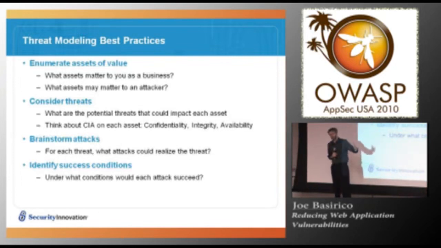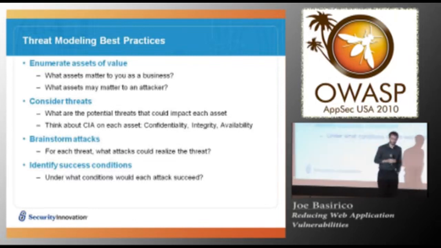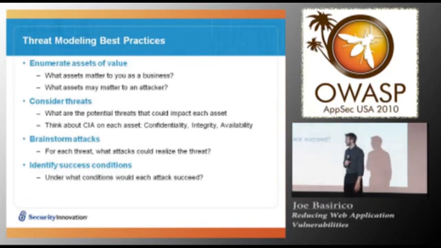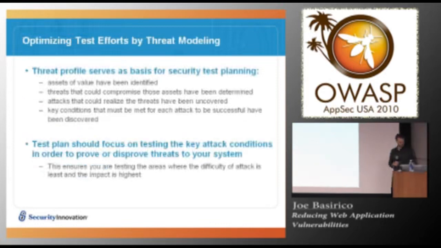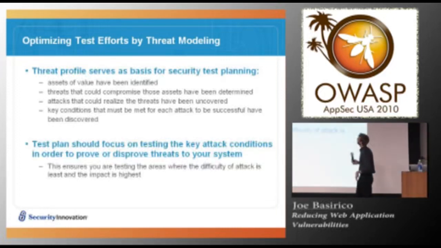Now, all those threats, we're probably not going to mitigate every single one. I have yet to see the mitigating factor of ninjas attacking a server. However, if your data was important enough, you may want to go down that path. And then we're going to identify success conditions, like how would that attack actually succeed? So after we have a threat model, we're going to use that threat model to create a test plan. And test plans simply validate the success or failure of that threat.